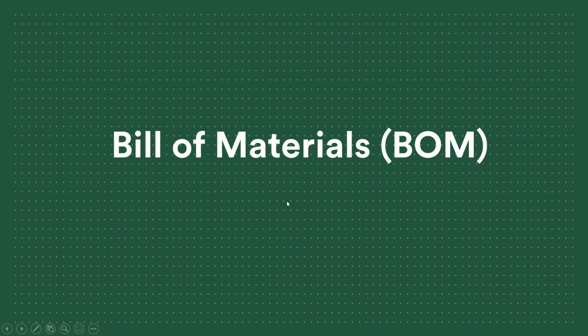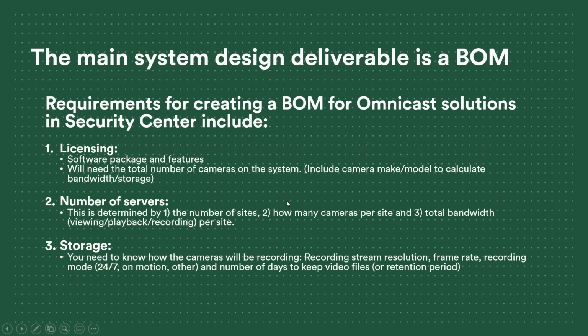So now let's talk about bills of material. The main system design deliverable is a bill of material. And in order to have bills of material, you need the licensing. So that includes the Security Center software packages. You need to know the number of servers, based on the number of sites, how many cameras, total bandwidth. And of course, you also need to know how much storage you need on those servers.